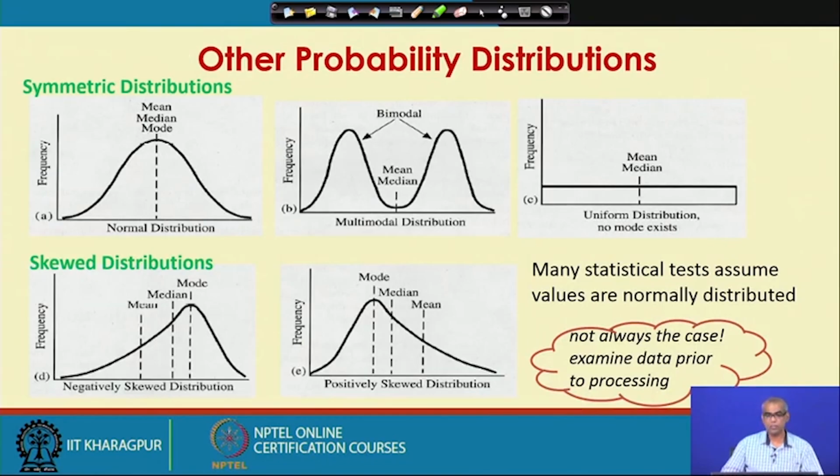There are other probability distributions, symmetric distributions, where mean equal to median equal to mode. You have a single mode here, you have two modes here, this is also symmetric. So, you have one mode here, you have another mode here, and mean and median is this. This is uniform distribution.